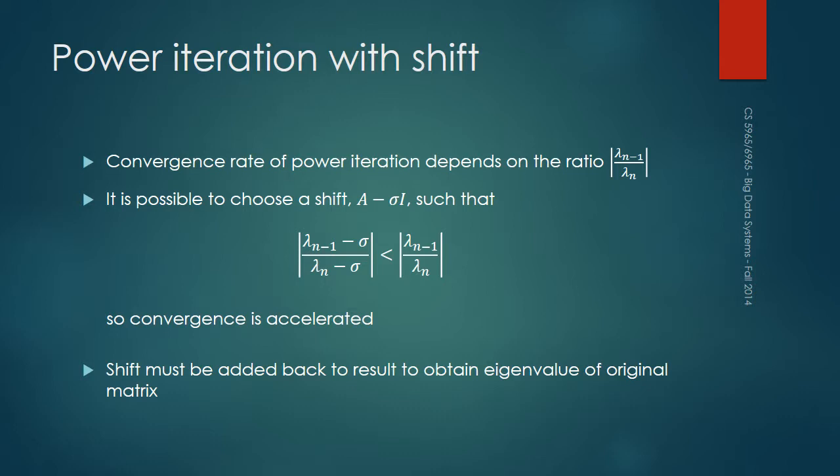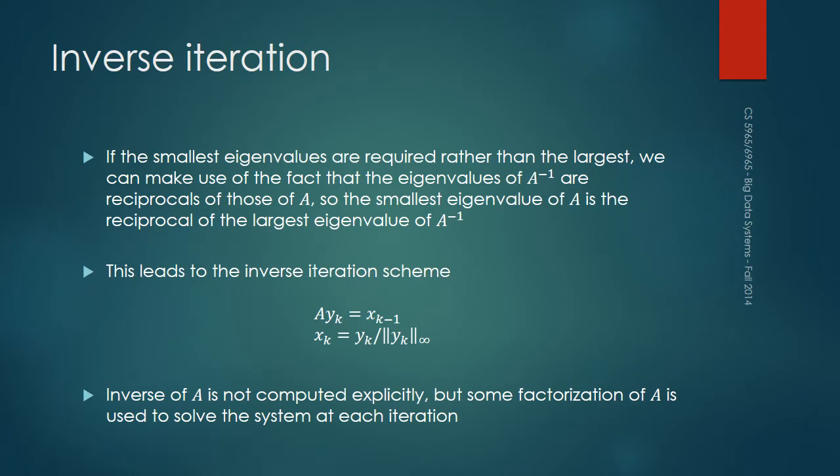Of course, whenever you do these kinds of things, the shift must be added back to the result to obtain the correct eigenvalue of the original matrix, because now we are estimating for A minus sigma I. So you have to do that correction again. Is this clear? So now let's get to the next part, which is the inverse iteration.